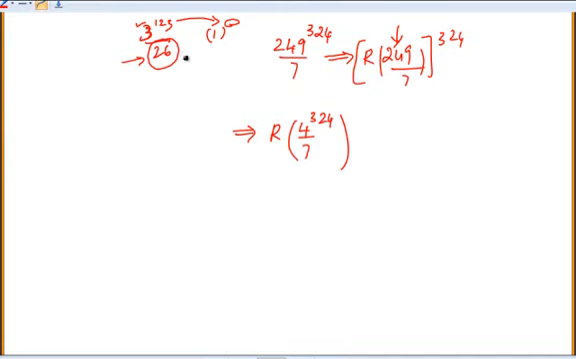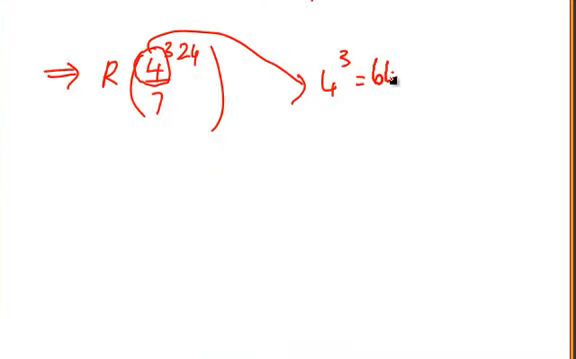Now let's look for some power of 4, just as we did here. Let's look for some power of 4 which, when divided by 7, would give us a remainder of 1 or 2. Let's check if it's there. Now we know 4 cubed is how much? 4 cubed is 64, and 64 when divided by 7 gives us a remainder of 1, right?